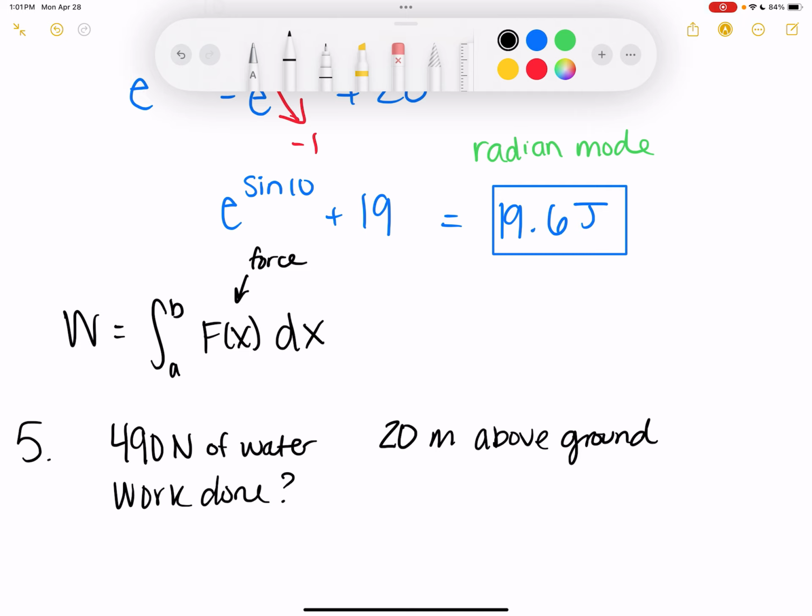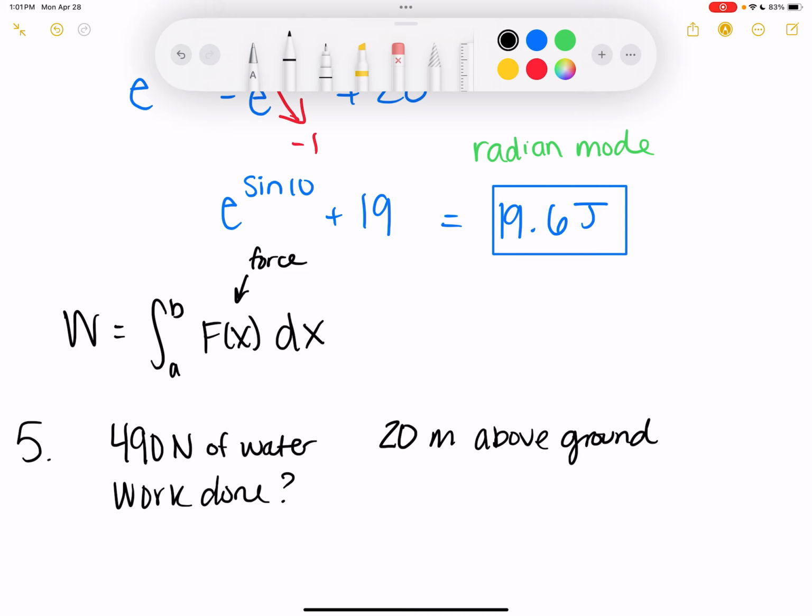Now, I'm going to backtrack to example 2 to ensure there was nothing there that we needed for this. That problem said a leaky bucket weighs 22 newtons empty. It is lifted from the ground at a constant rate to a point 20 meters above the ground by a rope weighing 0.4 newtons per meter. That's why they're telling us we don't need to worry about that for this problem. It was relevant to the example, but not to this one.